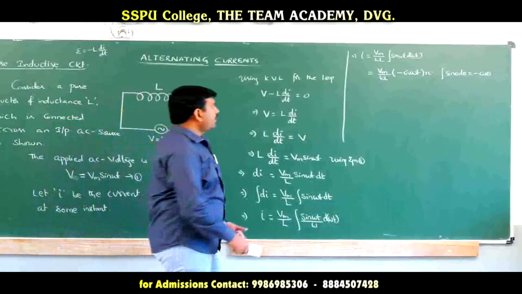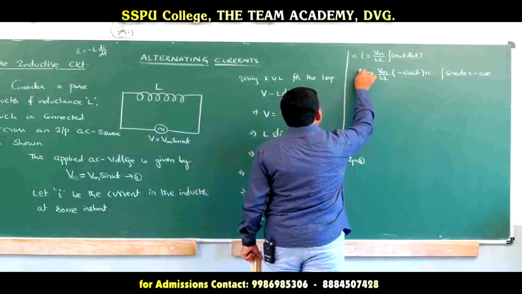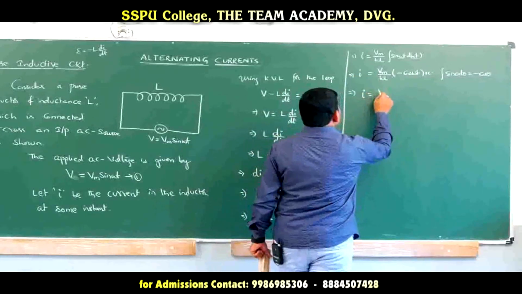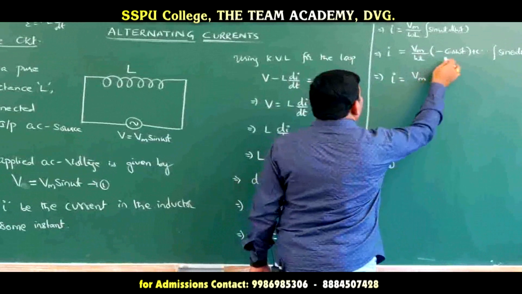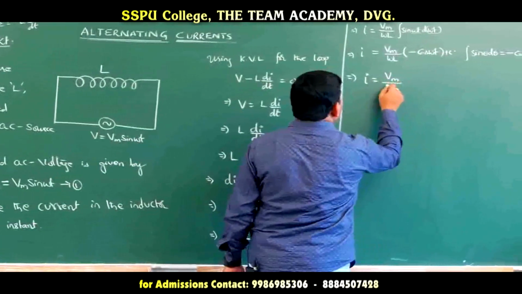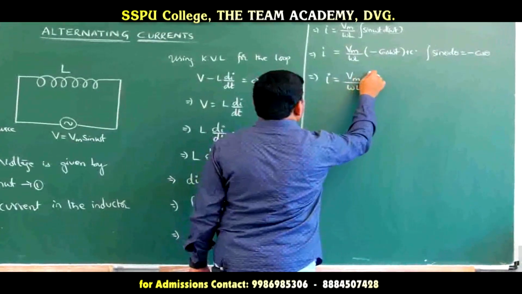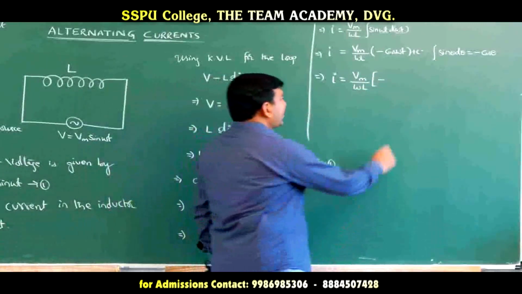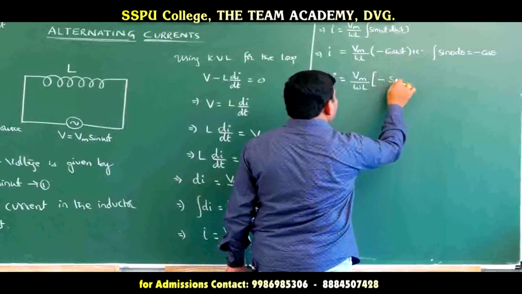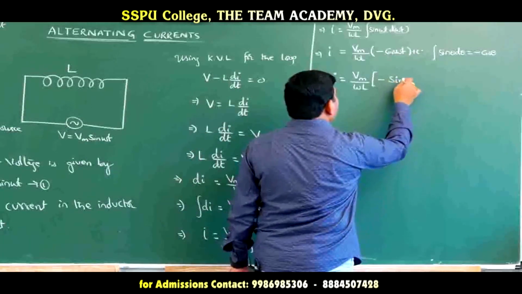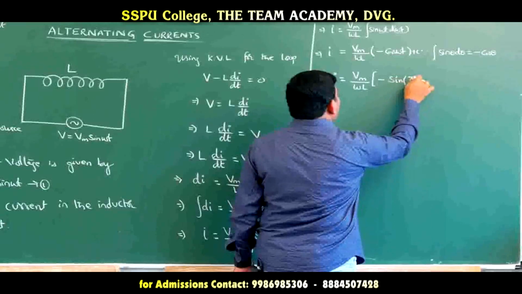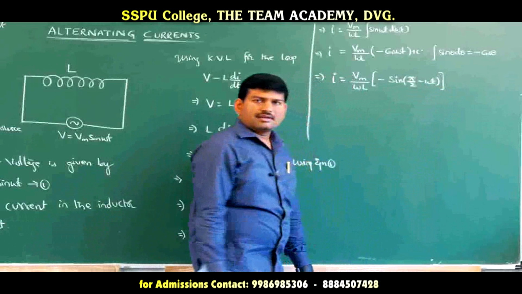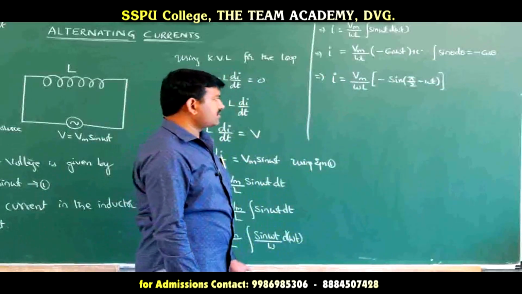Therefore finally I can write I is equal to Vm by omega L into minus cos omega t. Cos omega t can be written as sin of pi by 2 minus omega t. Shall I write like this or not? Since sin of 90 minus theta is equal to cos theta.